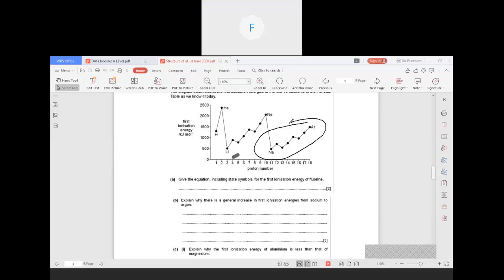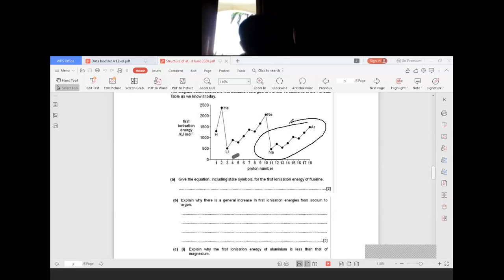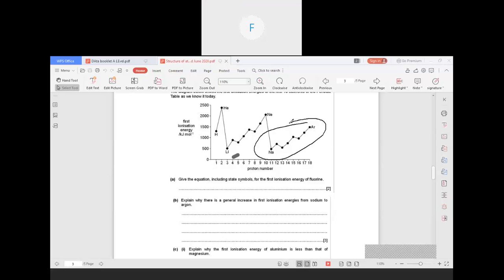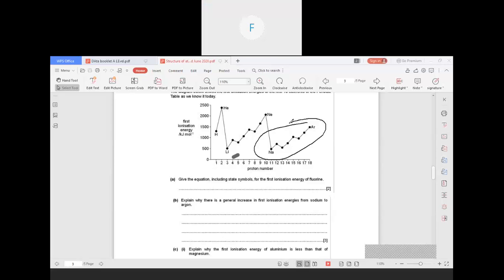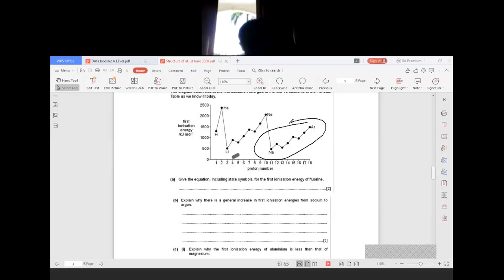Why is it less shielding effect? Because it's further away from the nucleus. No. If it's further away from the nucleus, the shielding effect is greater. Oh yeah, it should be greater. It is not less shielding effect, Felicia. It is the same shielding effect.